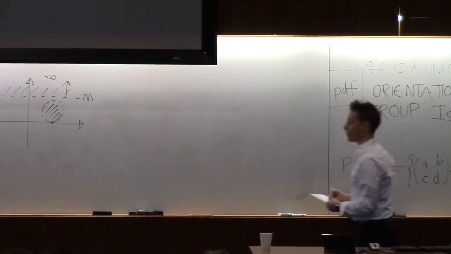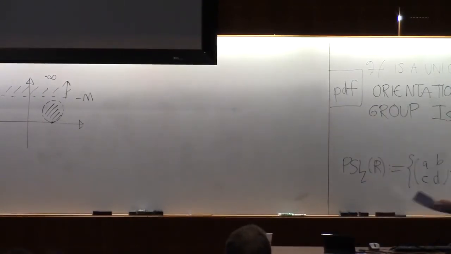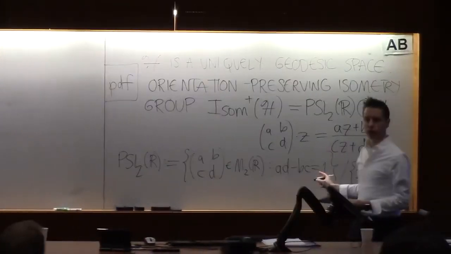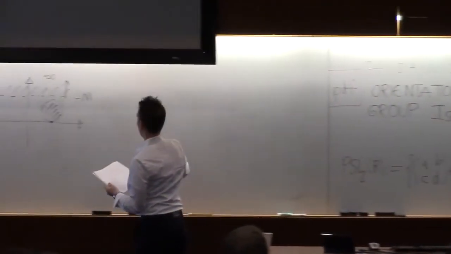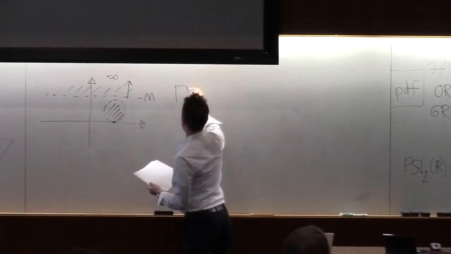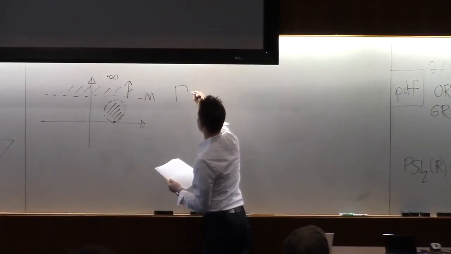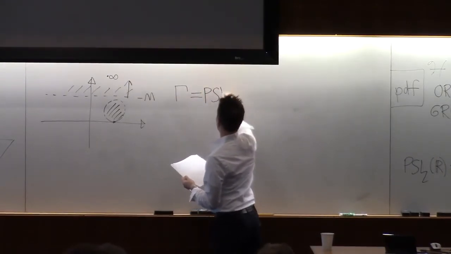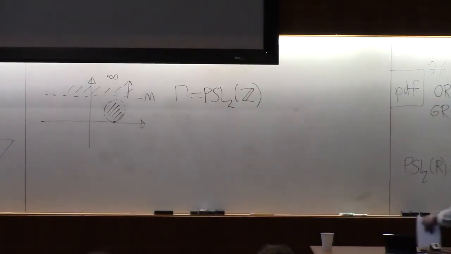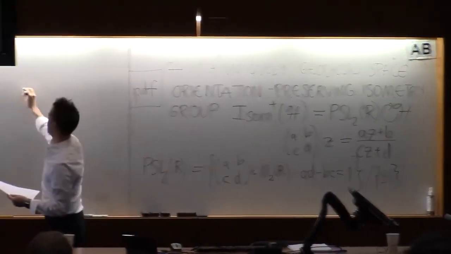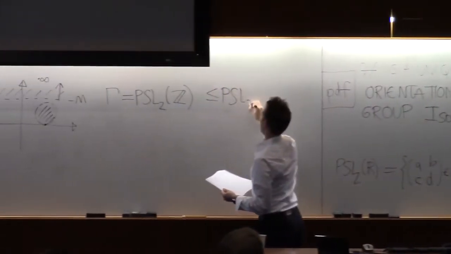We are interested in subgroups of this big orientation preserving group, which acts transitively on the upper half plane. Today we're going to spend some time talking about the group gamma, which is the group PSL2Z. Here you make the same definition, but you replace R with Z. This is a subgroup of PSL2R.